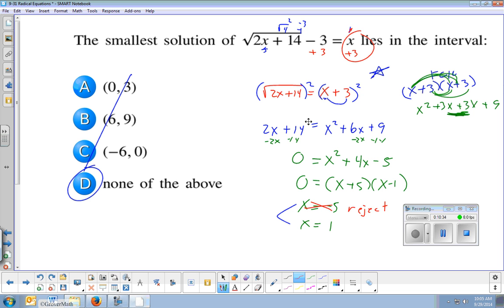Well, let's try 1. If I plug in a 1, 2 times 1 is 2. Plus 14 is 16. The square root of 16 is 4. 4 minus 3 is 1. And we plugged in a 1, so it's equal to 1. So that one does work. So this is my only solution. So none of these is true. The answer would be D here, but the real answer should be 1.